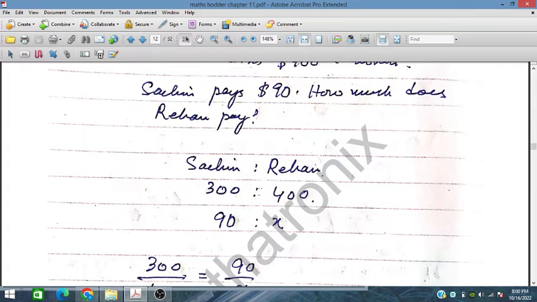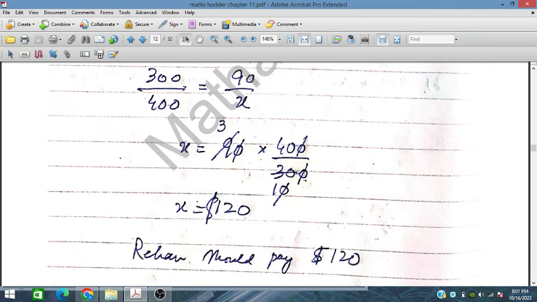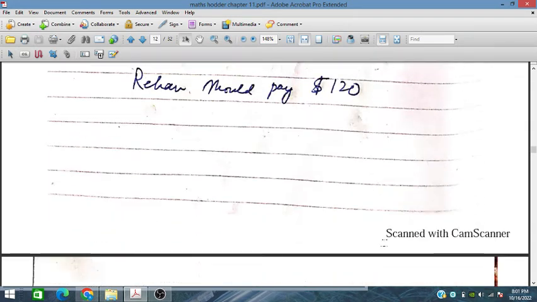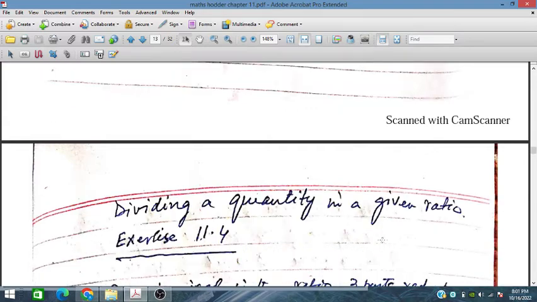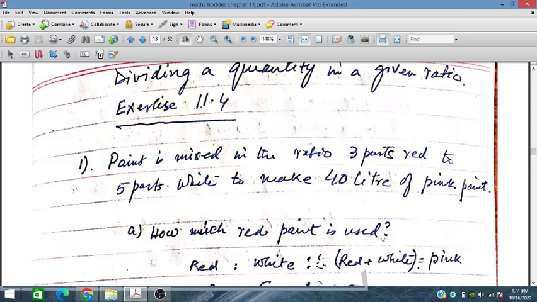We can see this from here. It's very easy, but we will perform the operation. 300 by 400 is equal to 90 by x. In this way we can find the value x is equal to $120. So Rehan should pay $120 as per the commitment. Dividing quantity in a given ratio. So this is exercise 11.4.